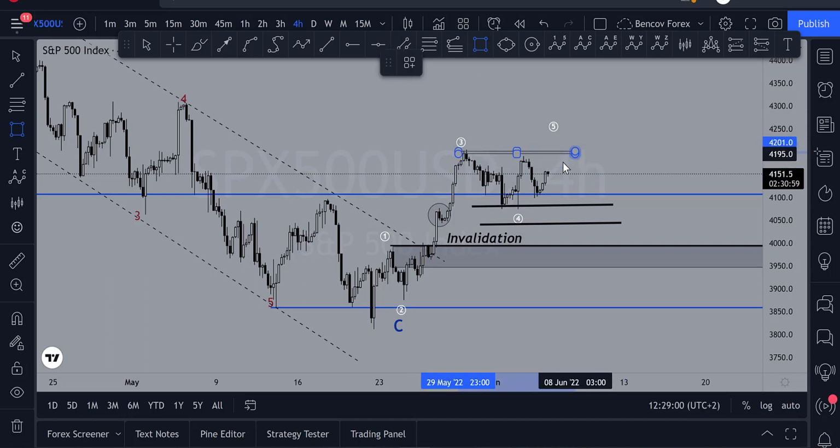It's still the same thing. We wait to see how they are going to react in this zone up there. If they are going to break above and stay above, then we know that we are now in a fifth wave and we continue to buy.